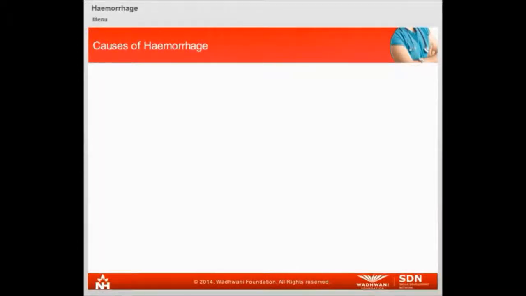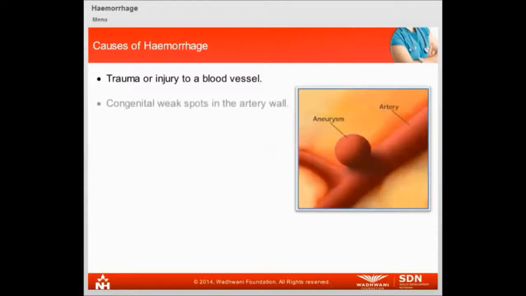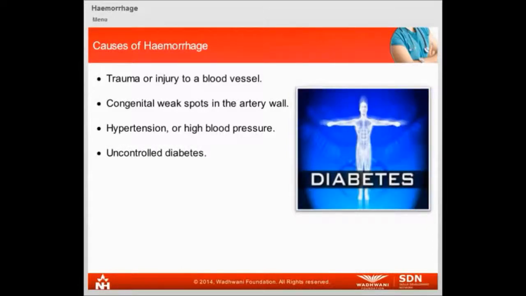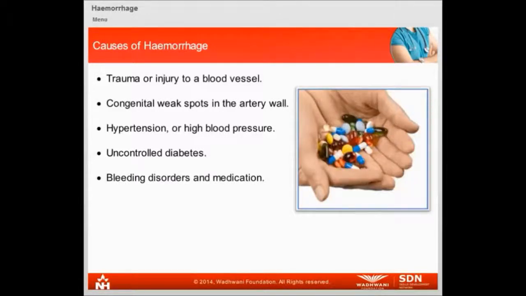There are various causes that can lead to a hemorrhage. The most obvious cause of hemorrhage is trauma or injury to a blood vessel. Weak spots in the artery wall that are often present at birth can cause hemorrhage. Hypertension or high blood pressure contributes to brain hemorrhage. This can cause a stroke. Uncontrolled diabetes can weaken blood vessels and cause hemorrhage. Bleeding disorders and medication also can cause hemorrhage.